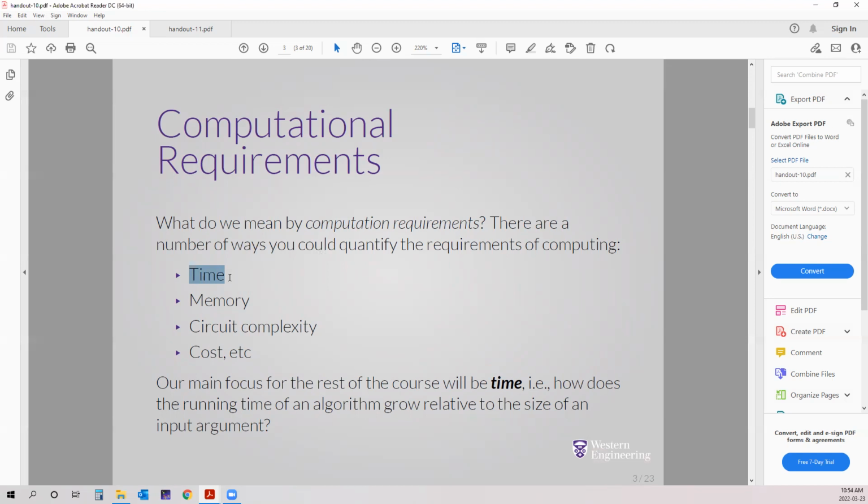And in this course, specifically for software engineering students, we will talk about the complexity of timing until the end of this course. How does the running time of an algorithm grow relative to the size of an input argument? So we'll see the algorithm and the time to run this algorithm and get the results. How does it grow? It grows based on the input size.